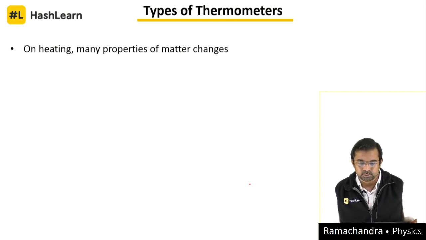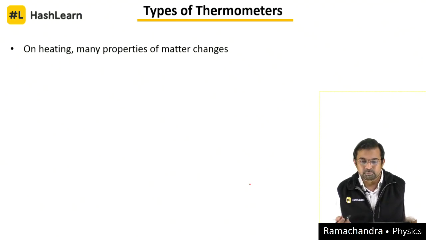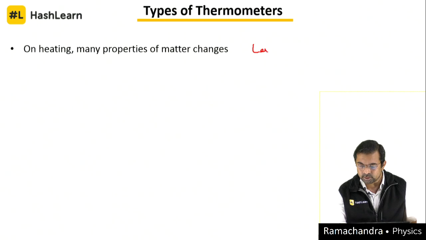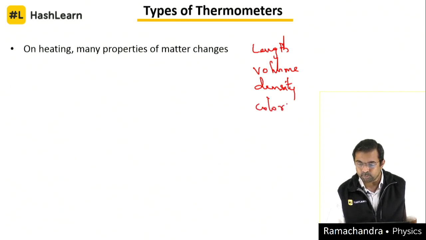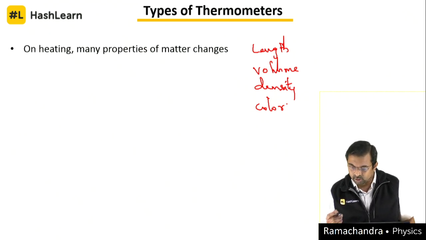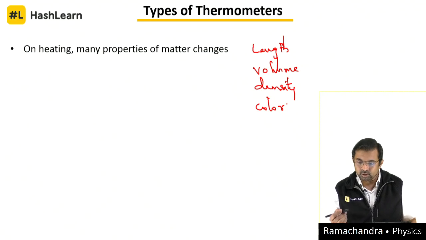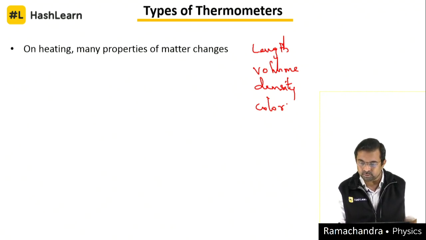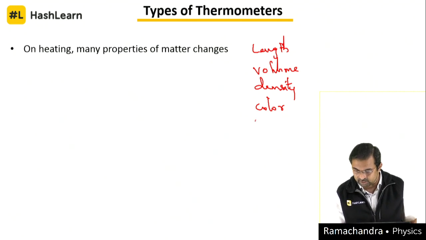So now let's go on to the types of thermometers. On heating, many properties of matter change. There may be a change in the length, the volume, the density, or the color. Upon heating, you will see all these different properties of matter keep changing with the rise in temperature. So length, volume, density, resistance.